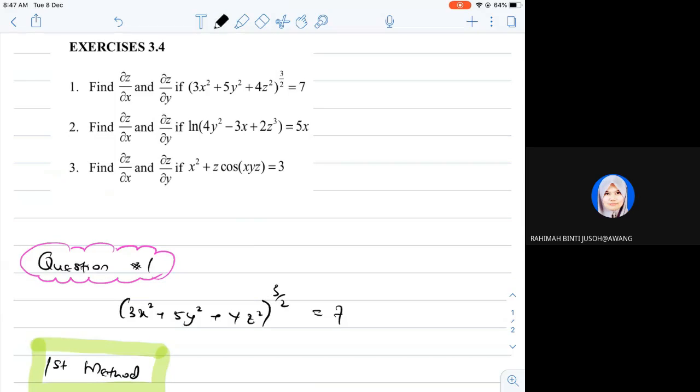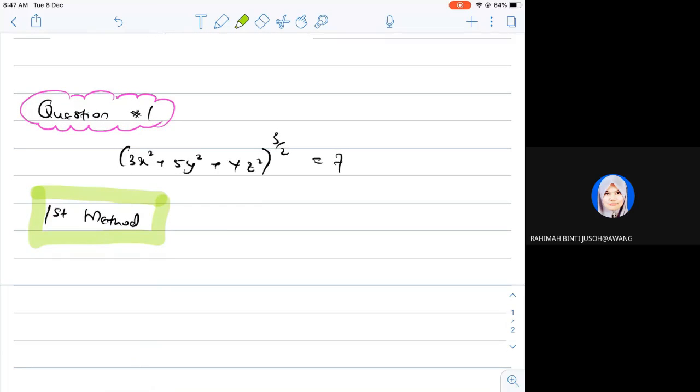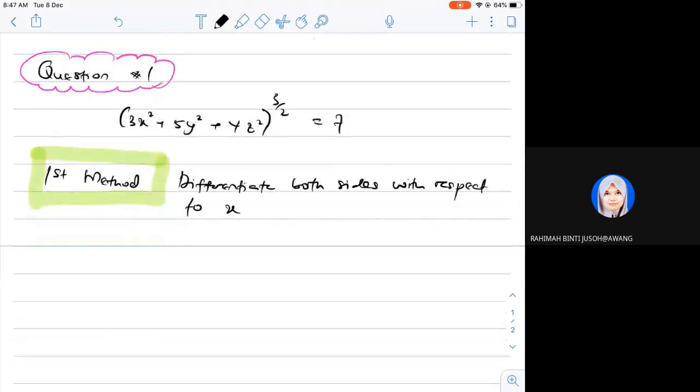Let's say we solve this for del z del x. I show you one. Find del z del x. So by using the first method, in order to find del z del x, you have to differentiate both sides with respect to x. Okay, differentiate both sides with respect to x. This is the first method. Okay, so now, this is for the case of del z over del x. Kalau del z over del y means you have to differentiate both sides with respect to y lah.